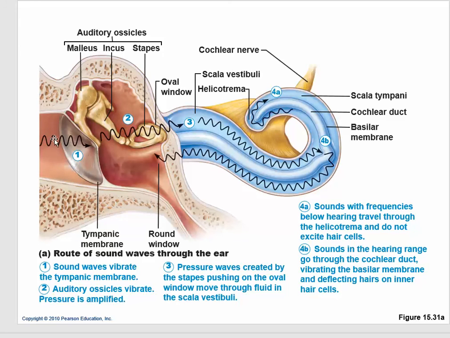So sound waves move the tympanic membrane, which then moves the stapes, which then moves the perilymph here. Okay, which then moves the round window. So this moves through the scala vestibuli.